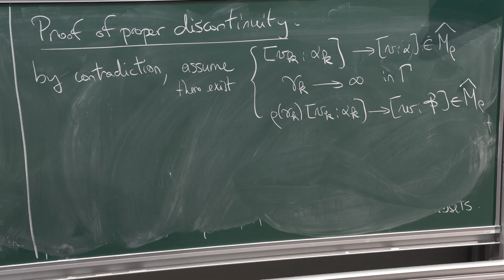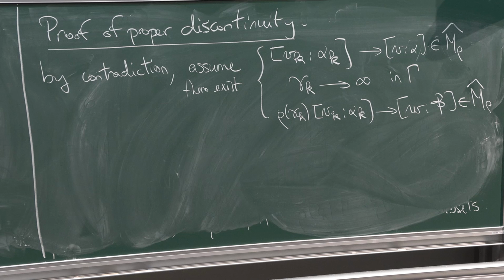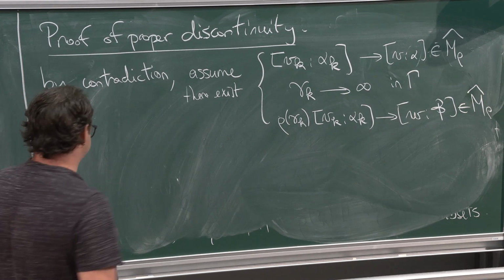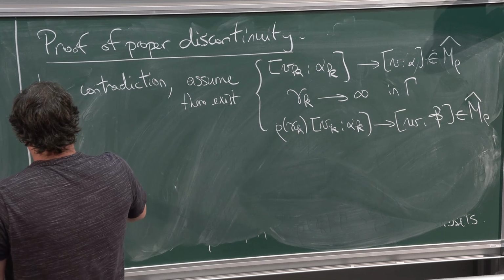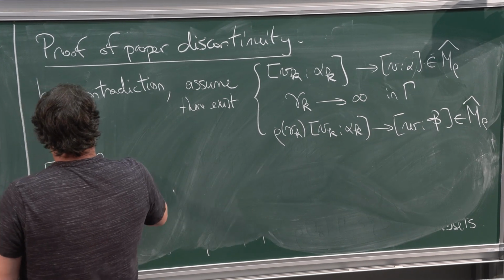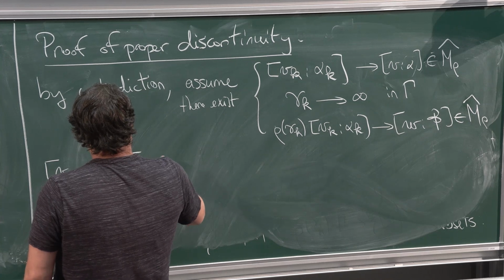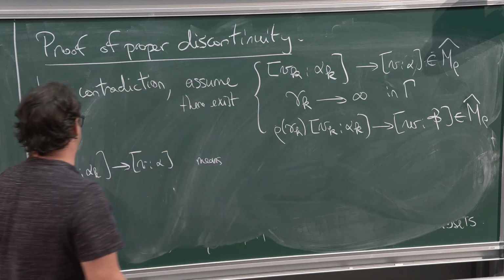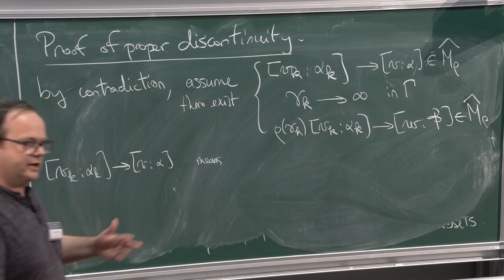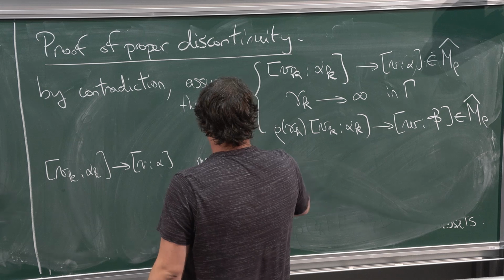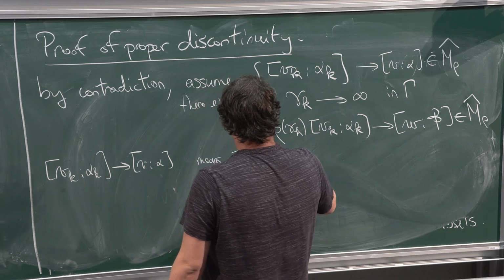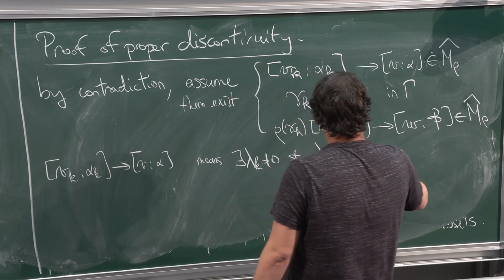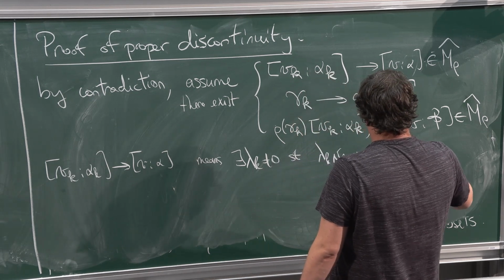Okay, so now you need to understand what this convergence means, because you're in this projective space of V plus V dual. So [v_k, alpha_k] converges to [v, alpha]. This means that the vectors converge to the vectors up to rescaling. So there exist some nonzero lambda_k's such that lambda_k v_k converges to v and lambda_k alpha_k to alpha.